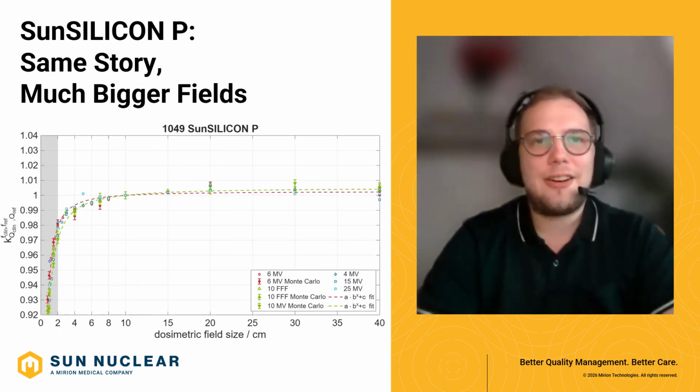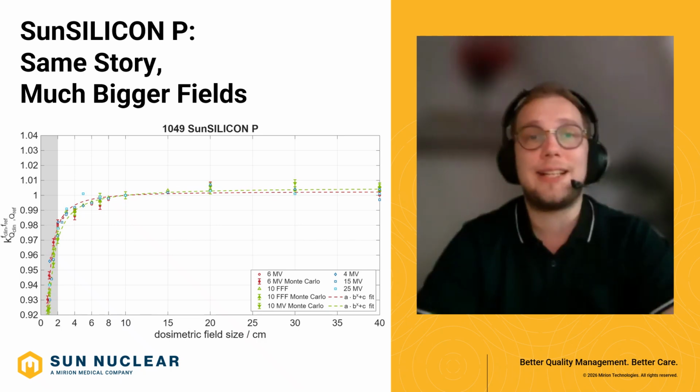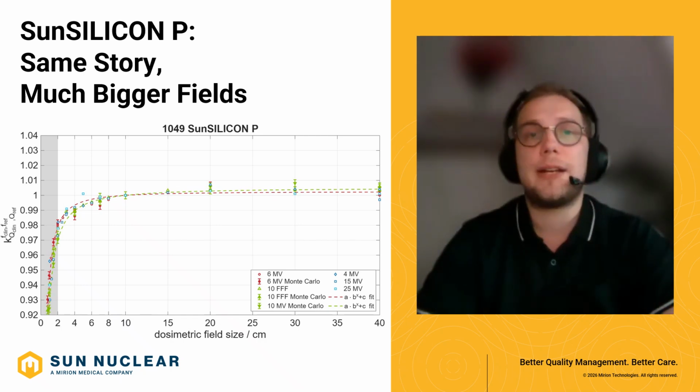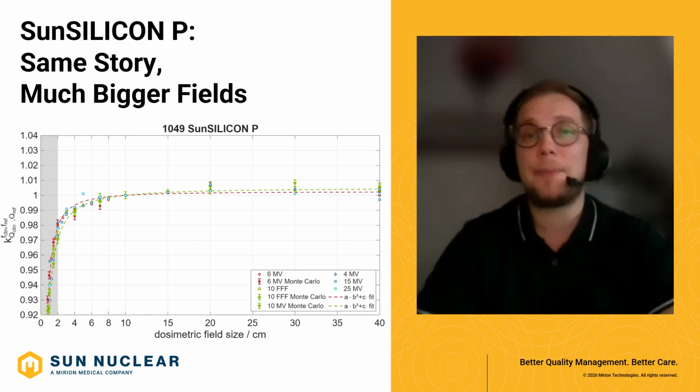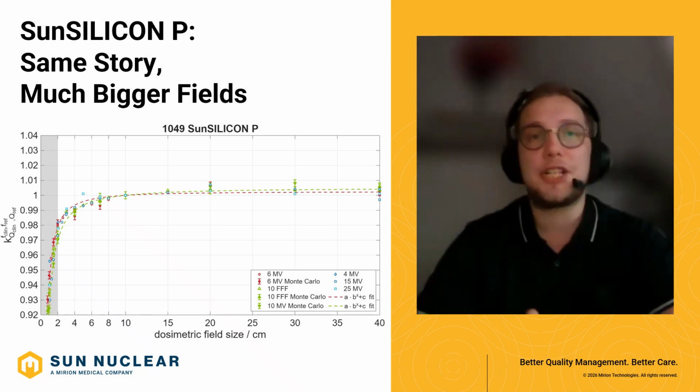Okay, now let us look at the SunSILICON P, the shielded sibling, which shows a different pattern. Here we see figure 4, which extends the field size range up to 40 centimeters. Below 2 centimeters, the correction rises sharply as the perturbation from the shielding becomes visible. But beyond that, the behavior changes completely. From approximately 2.5 to 40 centimeters, the correction remains within roughly 0.5% of unity. The reason for that behavior can be seen on the next slide.